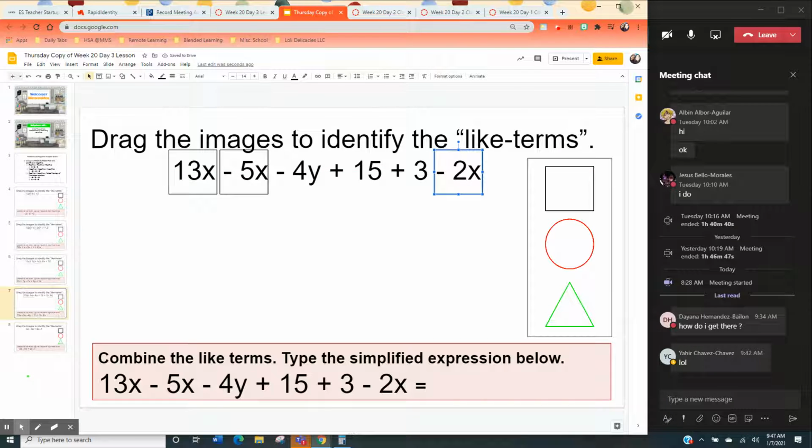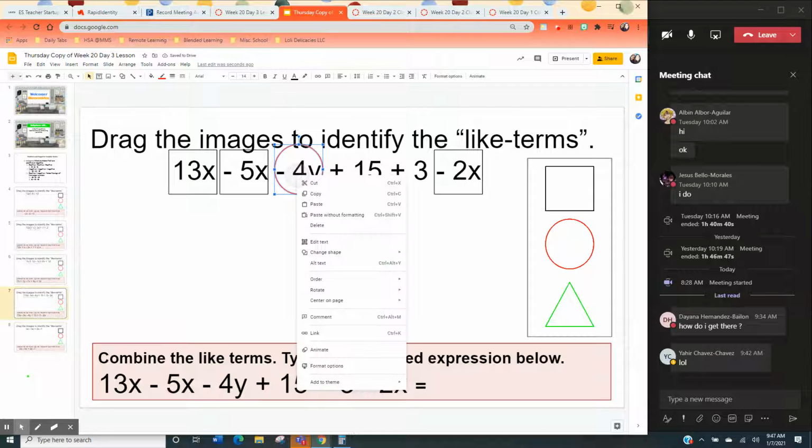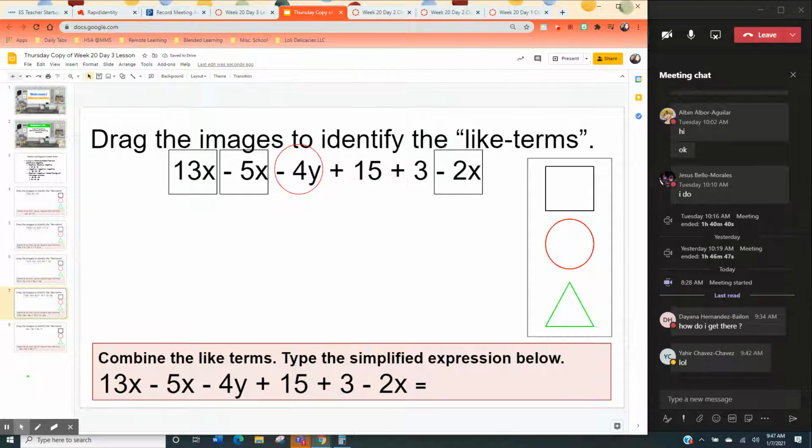So now I'm going to put a circle around my y. I have minus 4y, and that is the only y that I have. And a triangle around my whole number. So yes, it does not cover the whole number. It is okay. So plus 15 and plus 3.